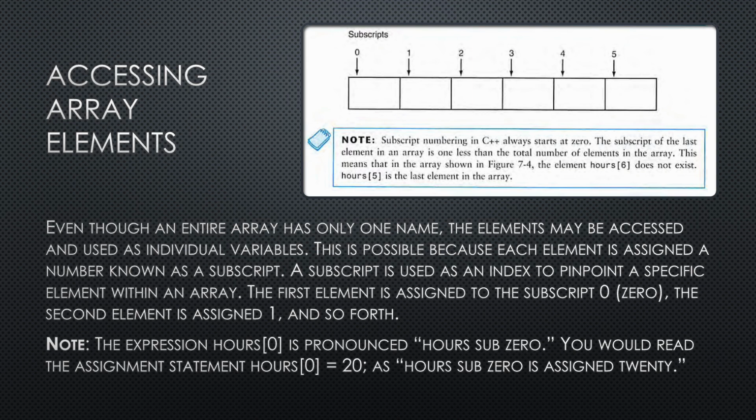Even though an entire array only has one name, the elements may be accessed and used as individual variables. This is possible because each element is assigned a number known as a subscript. A subscript is used as an index to pinpoint a specific element inside of an array. The first element is assigned to the subscript 0, the second element is assigned to 1, and so forth. Please note that the expression hours[0] is pronounced "hours sub 0." So you would read the assignment statement hours[0] = 20 as "hours sub 0 is assigned 20."